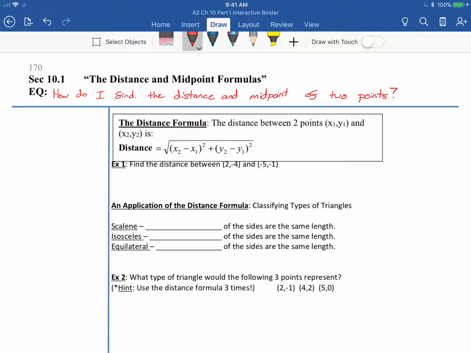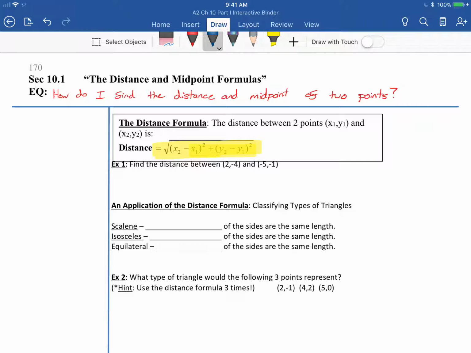All right, so here we go. My essential question today is how do I find the distance and the midpoint of 2 points? Distance and midpoint, like I said, you guys have seen this before. We're just bringing this back to make sure that we know. All right, so distance formula, you have seen this before, but it'd be a good thing to highlight, circle it, do whatever you need to do so you can come back to that and make sure you know that.